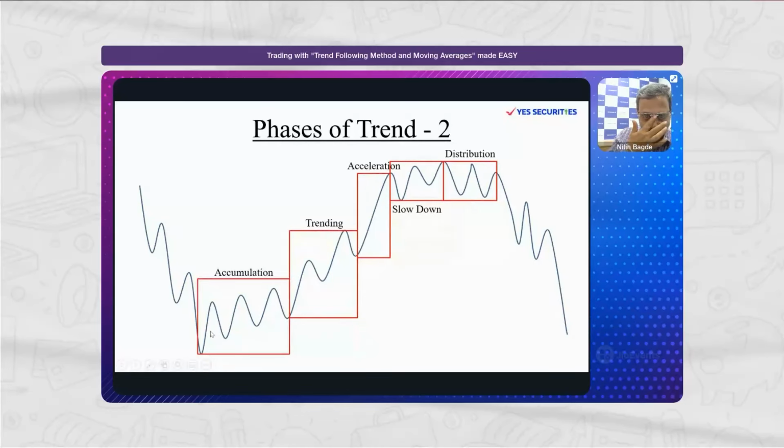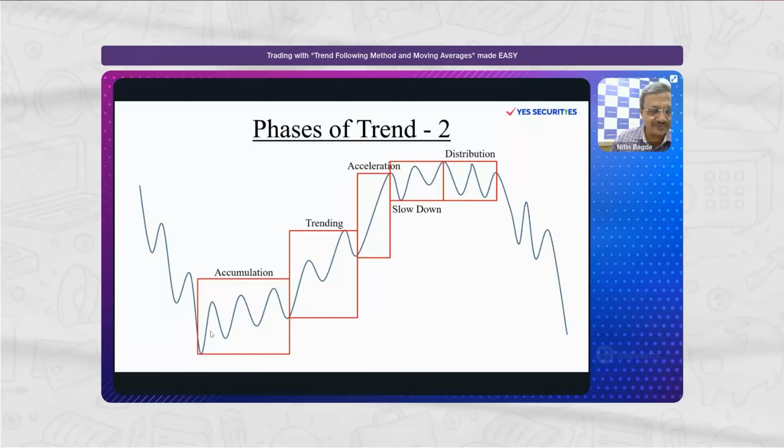Now the institutions do not buy in one day. They buy over a period of time because their quantities are so huge that they cannot buy in one day. So they may be buying one day in a week or two days in a week, and over a period of time, say two or three weeks or a month or two months, they keep on buying. This phase is known as accumulation because the institutions are cornering the stock. They are collecting the stocks.